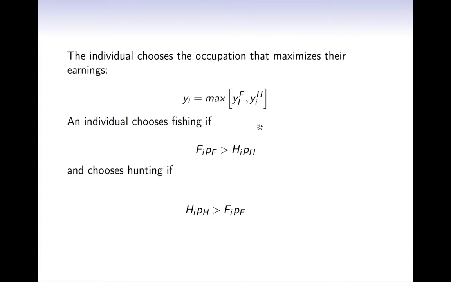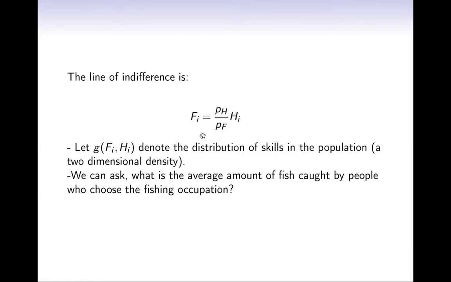Okay, so an individual chooses the occupation that maximizes their earnings. So this is really where we use our economics. This should actually be a lowercase i. They choose fishing if that gives them the highest earnings, else they choose hunting. There's going to be some range of F and H over which they're indifferent.